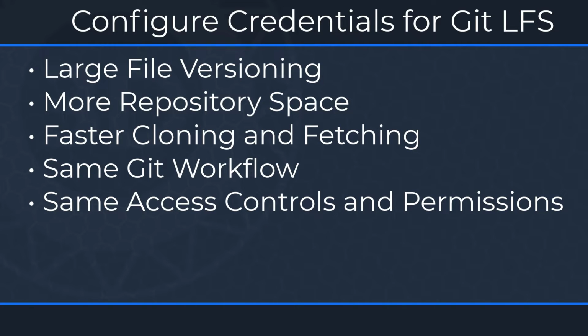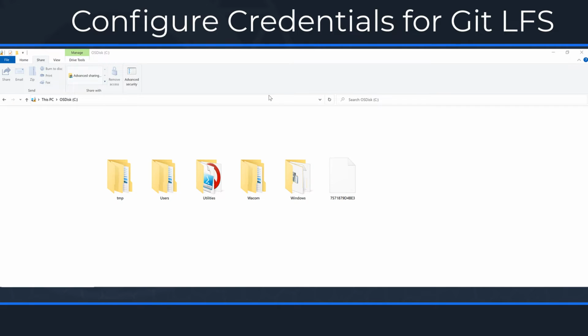The O3DE GitHub repo uses the Git large file storage system for storing large binary files. The following instructions will prepare your PC to authenticate and download these files automatically when you clone, fetch, or pull from the repo. Let's begin by creating a folder that will store our O3DE engine files.